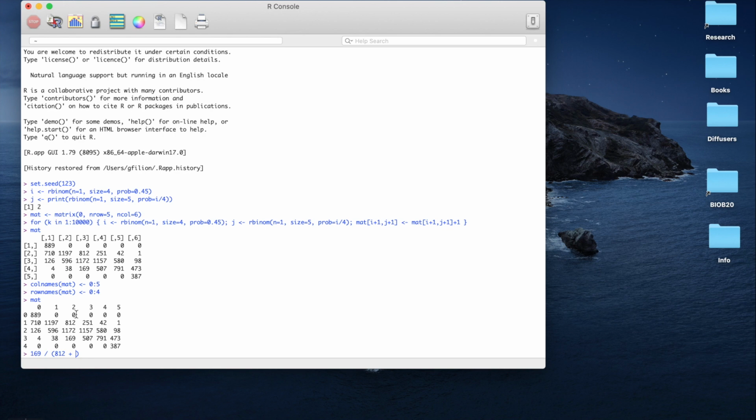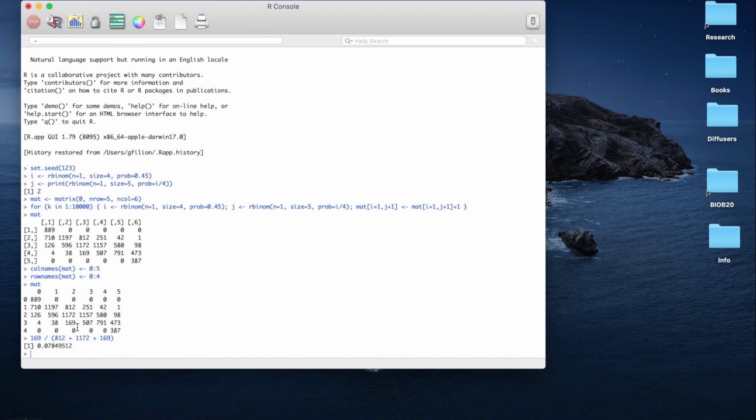The answer is approximately equal to 169 divided by 812 plus 1172 plus 169. This is approximately 7.8%. This, in a sense, is the replay strategy. We're now going to see another method to answer the question.